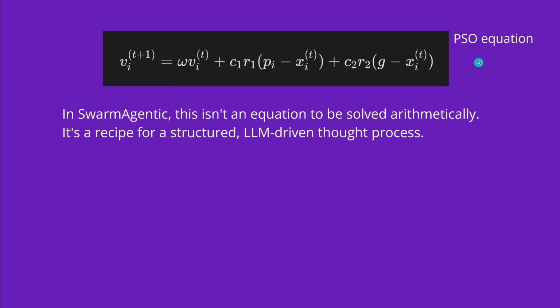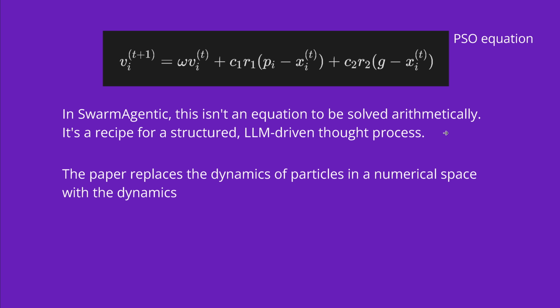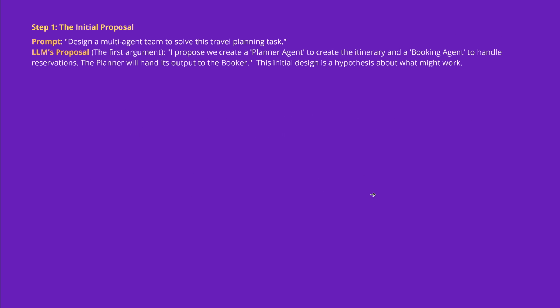Because we have the beautiful PSO equation from theoretical physics, but in SwarmAgentic, in this framework, this is not an equation to be solved arithmetically. It is a recipe for a structured LLM-driven search process. So we replace the dynamics of particles in physics, in numerical space, with the dynamics of ideas in a symbolic space.